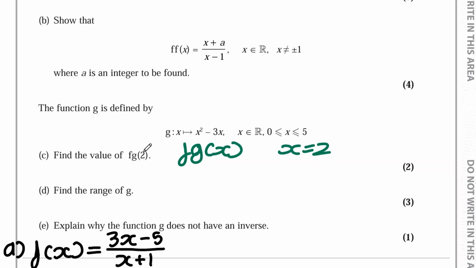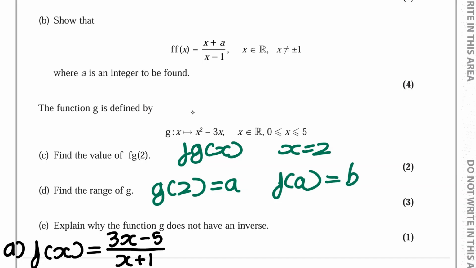The quicker way to do it is we're trying to find fg of 2. So firstly, find g of 2, so sub in x is equal to 2 into g of x, and let's say this gives out a value of a. This value of a, just sub this into f of x, so to get f of a, and then whatever value this gives out, let's say it's b, this is going to be the value of fg of 2. Is going to be equal to b.